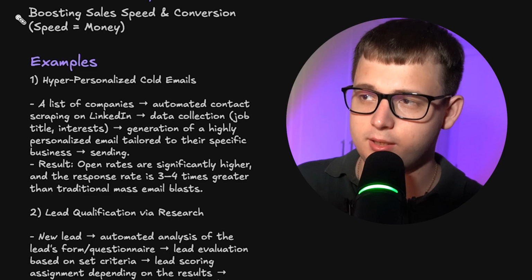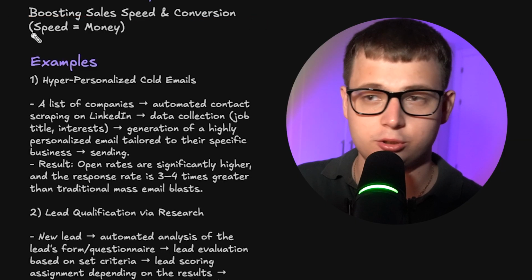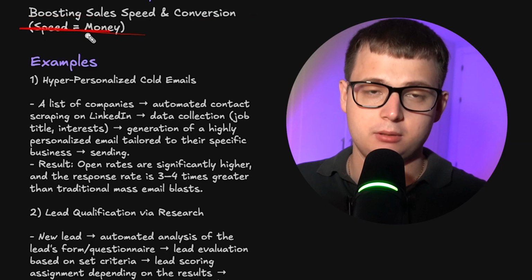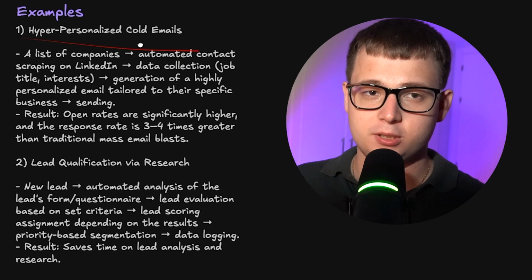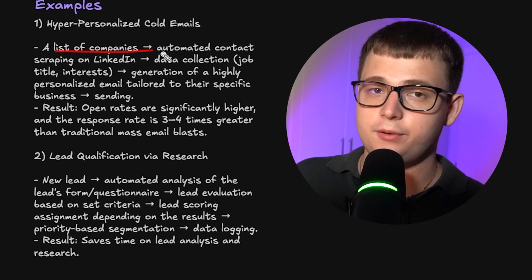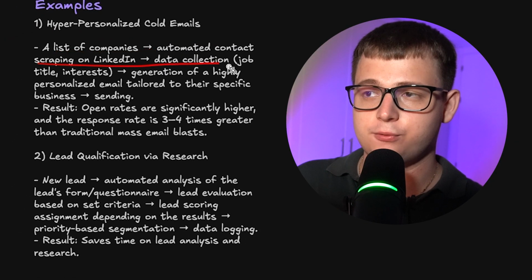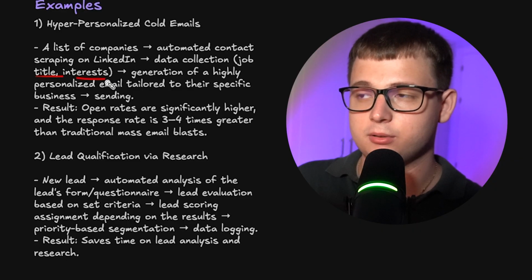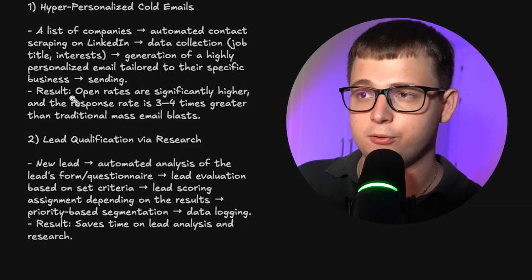And the last category is increasing sales speed and conversion rates. And in sales, speed is absolutely money. The first example here is personalized cold emailing. Imagine you have a list of companies. The automation automatically searches for contacts on LinkedIn, gathers data about their job title and interests, and then generates a highly personalized email tailored specifically to their business before sending it out.